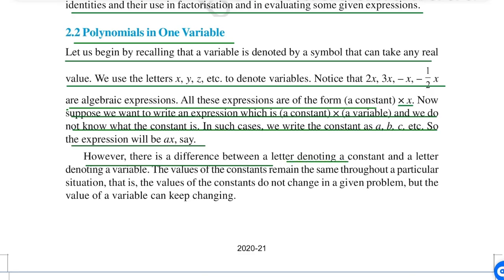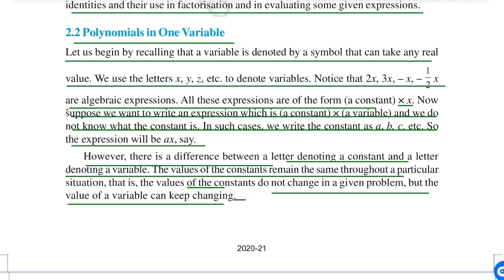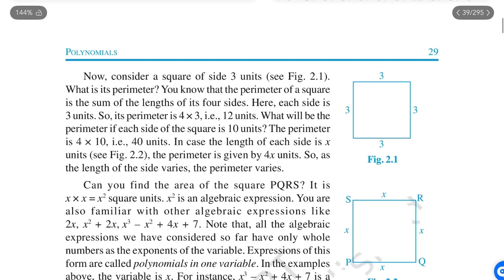However, there is a difference between a letter denoting a constant and a letter denoting a variable. The values of a constant remain the same throughout a particular situation, that is, the values of a constant do not change in a given problem, but the value of a variable can keep changing.